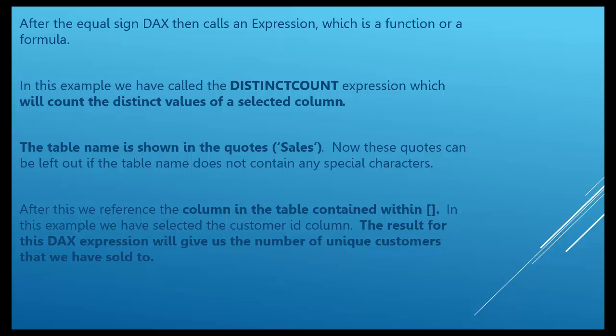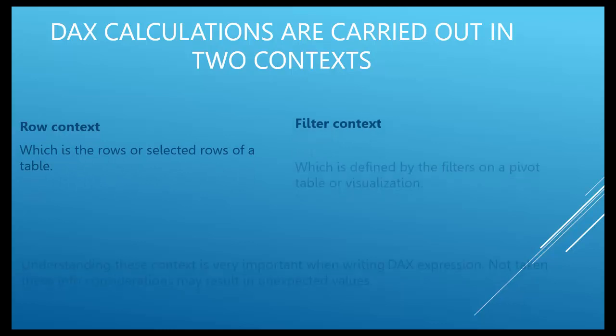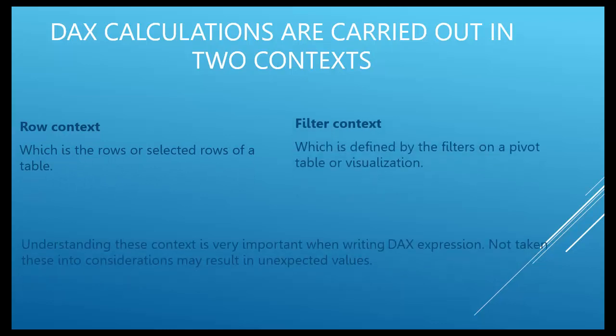Now, there are two important contexts in DAX calculations, row context and filter context. It's very important to understand these two contexts because this will make things clear about how numbers are calculated, how expressions are calculated, and how the values are achieved. So in order to avoid any unexpected values, you have to be very clear about row context and filter context.